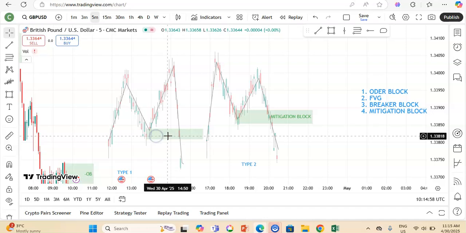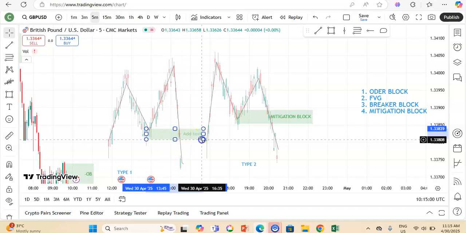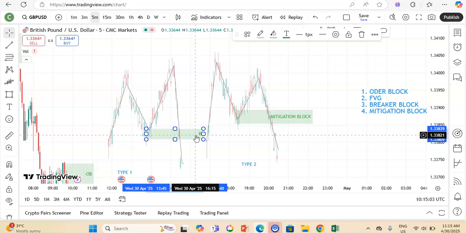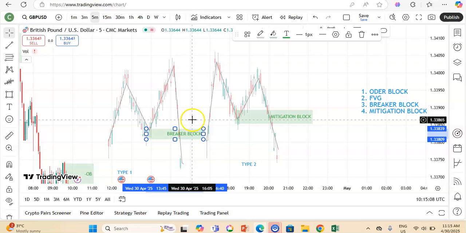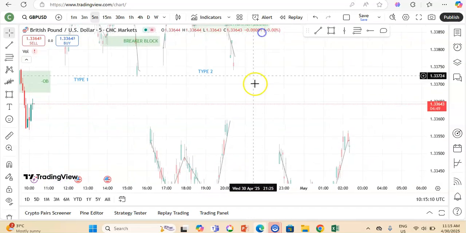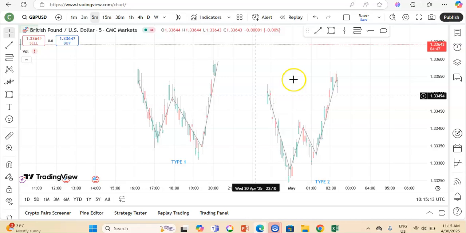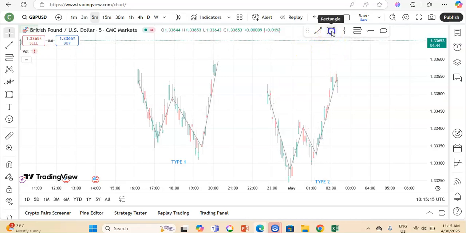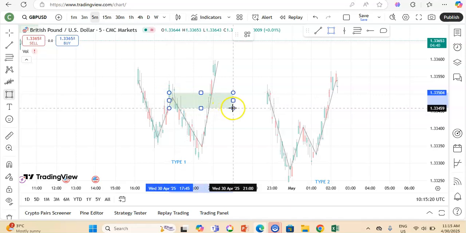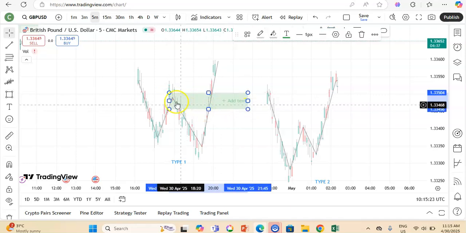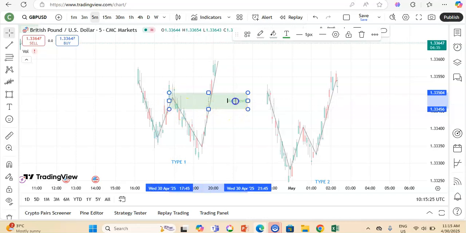Same thing here. This one now is a what? This one is a breaker block. Now the same principle applies to this one. When you see the type 1 W, the last bullish candle before it starts to drop gives us what? A breaker block. Gives us a breaker block.